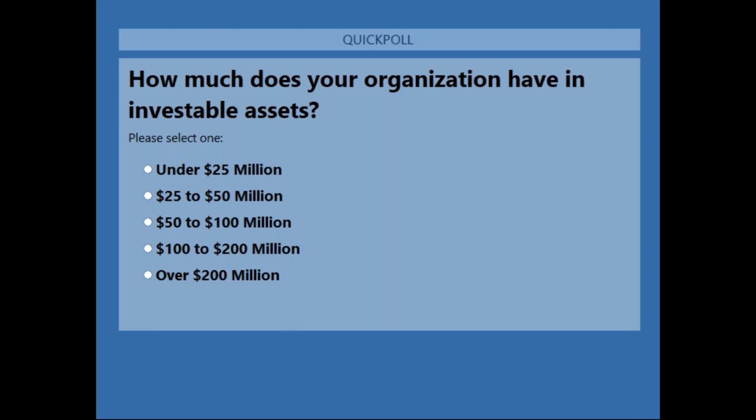We want to get a feel of how much your organization has in investable assets. Is that under 25 million, 25 to 50 million, 50 to 100 million, 100 to 200 million, or over that 200 million mark? So go ahead and get your answers in. Like I said, this is CPE worthy, so you definitely want to partake. No wrong answers here.